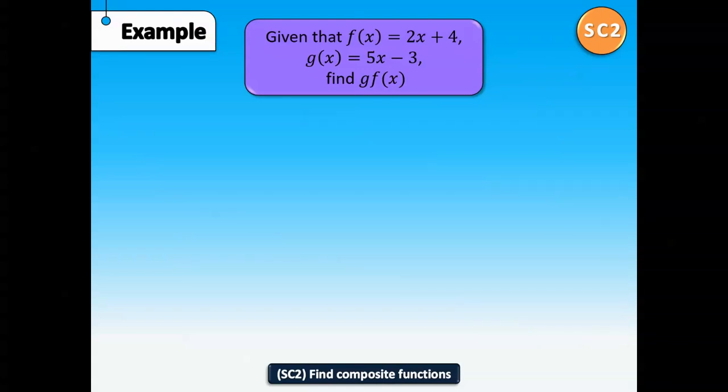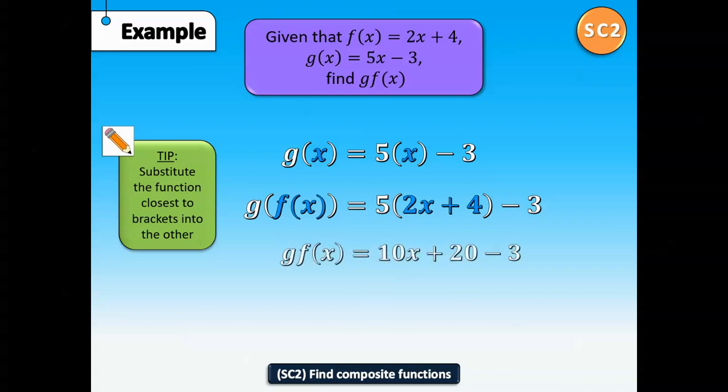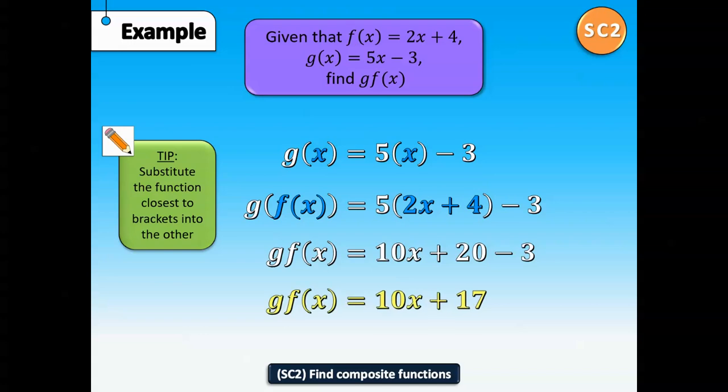So given that f of x is 2x plus 4 and g of x is 5x minus 3, find g of f of x. So this means we substitute f of x into g of x. So we replace the x in g of x with 2x plus 4. We need to expand that bracket. So 5 times 2x is 10x, and 5 times 4 is 20. And then we simplify it. So g of f of x is 10x plus 17.